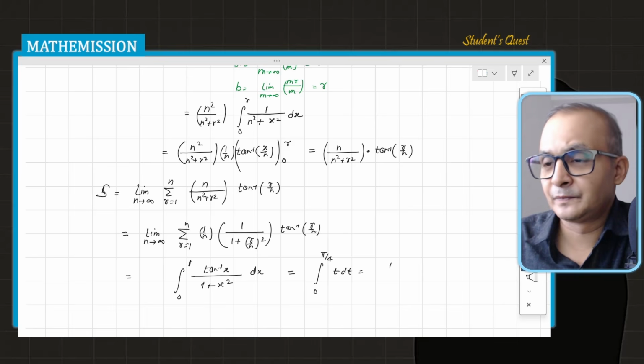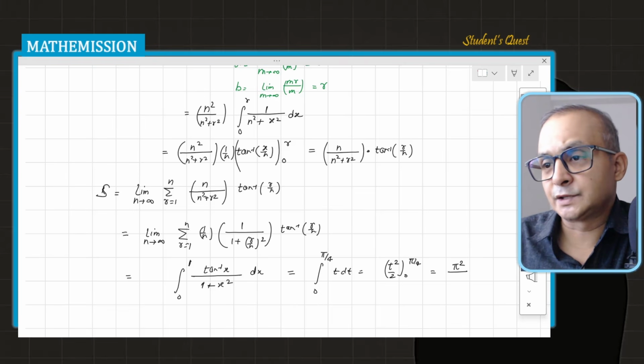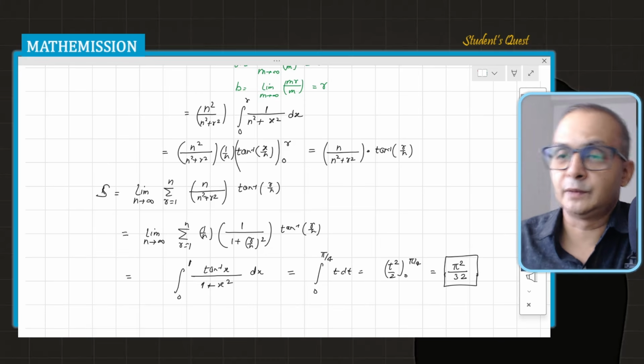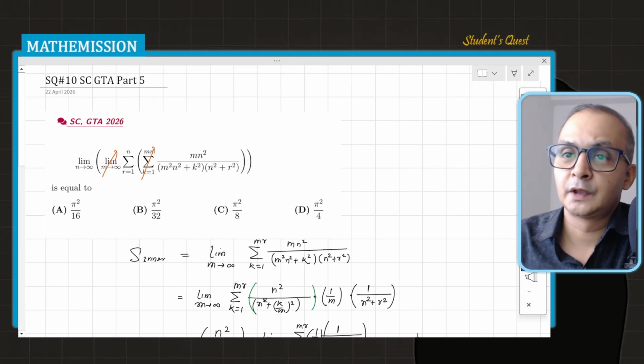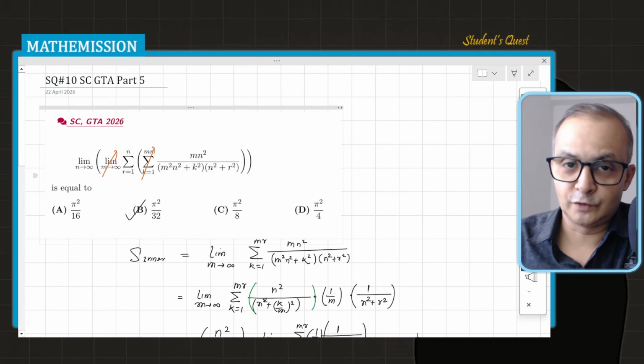So this is t square by 2 from 0 to pi by 4. Therefore the answer should be pi square by 16 over 2, that is 32, and at 0 this is 0, so my answer should be pi square by 32, which is in the options, so option B is the correct one. Let's move to the next question.